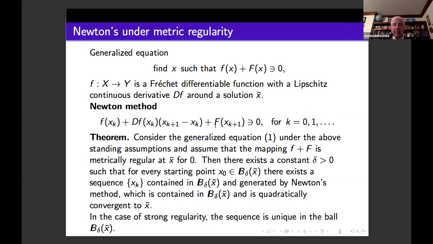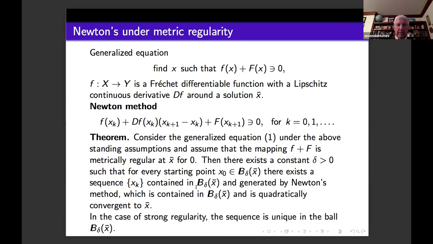and this is exactly the Newton method if the set-valued mapping capital F is the zero mapping, and it's SQP if this is the normal cone mapping to, say, a convex closed set of constraints. And if it is the KKT mapping, it becomes the more known form of SQP.